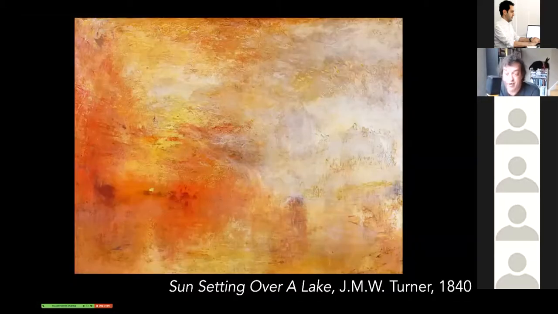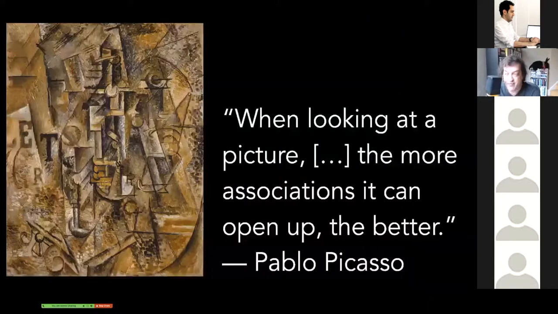An early precursor to this is the work of Turner. You can tell maybe this is a sunset, but you can't identify the objects in it, even though it feels like you ought to be able to. But with Cubism and beyond, there was a real effort to subvert visual interpretation. So Picasso wrote, when looking at a picture, the more associations it can open up, the better. And there was a real deliberate attempt to make things ambiguous.